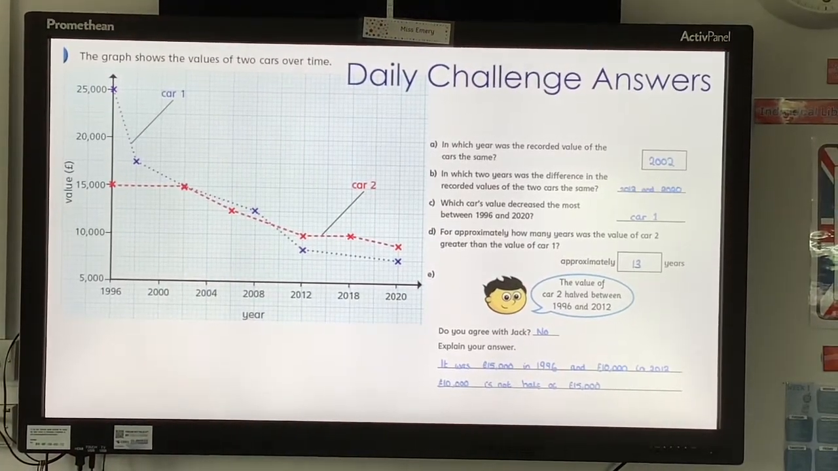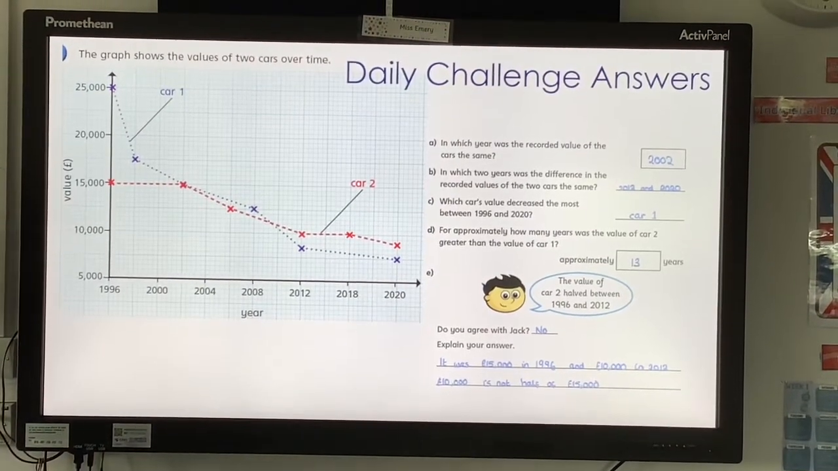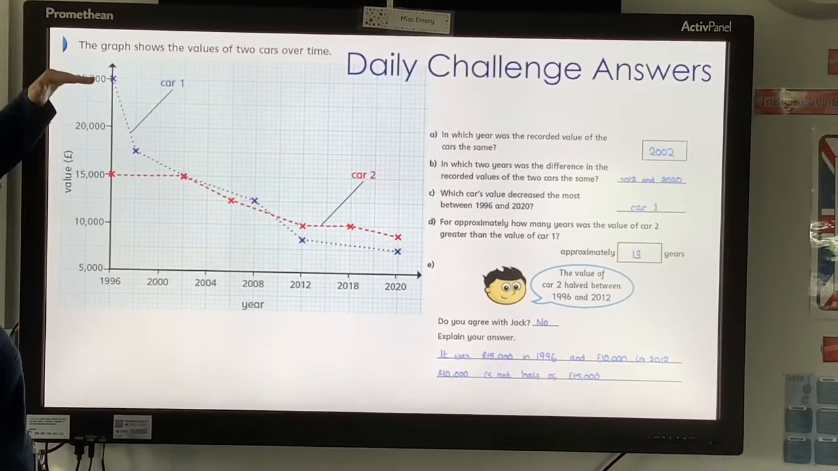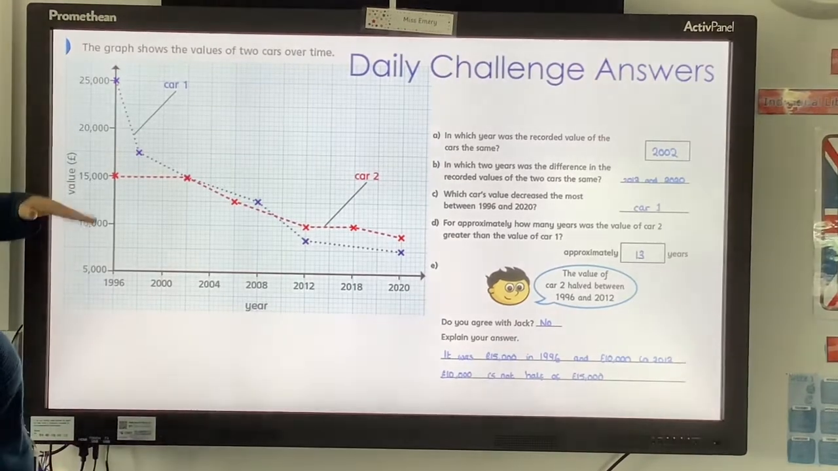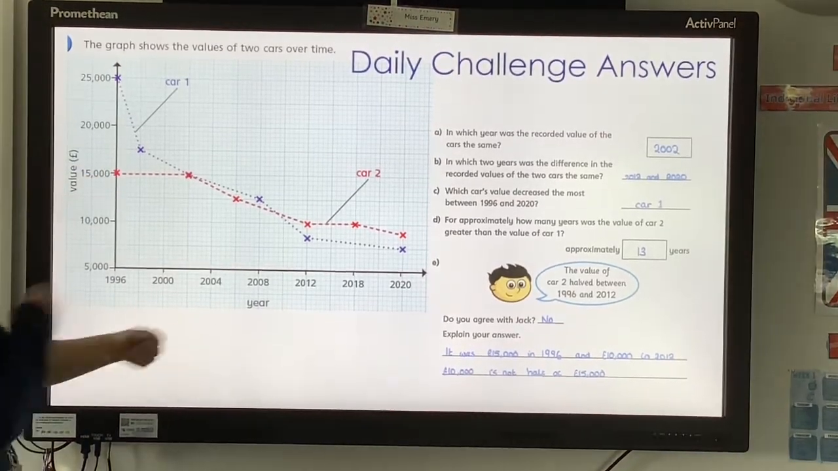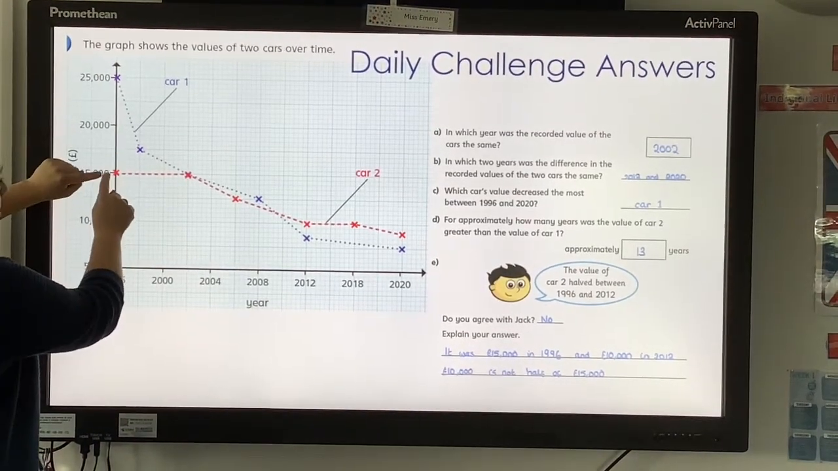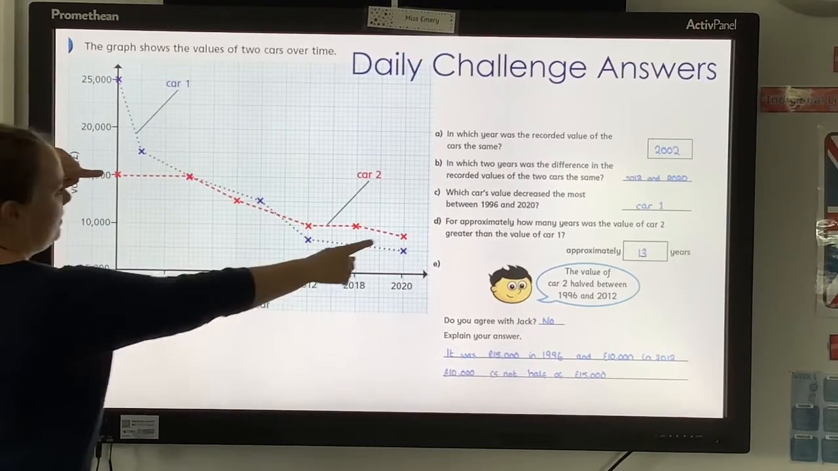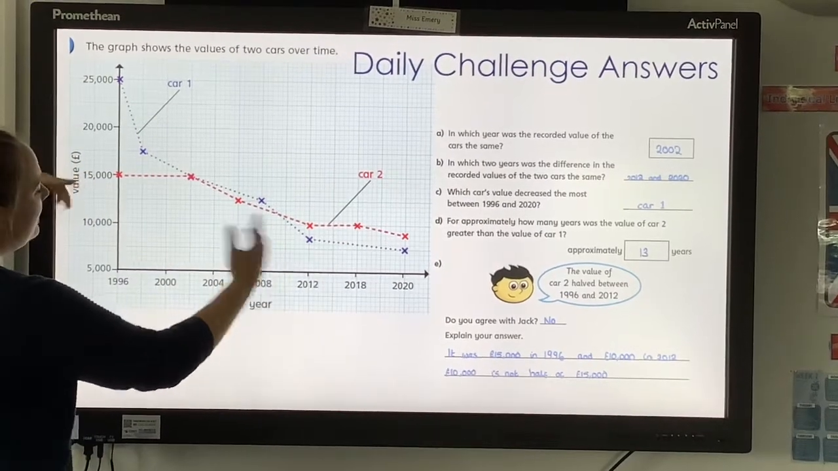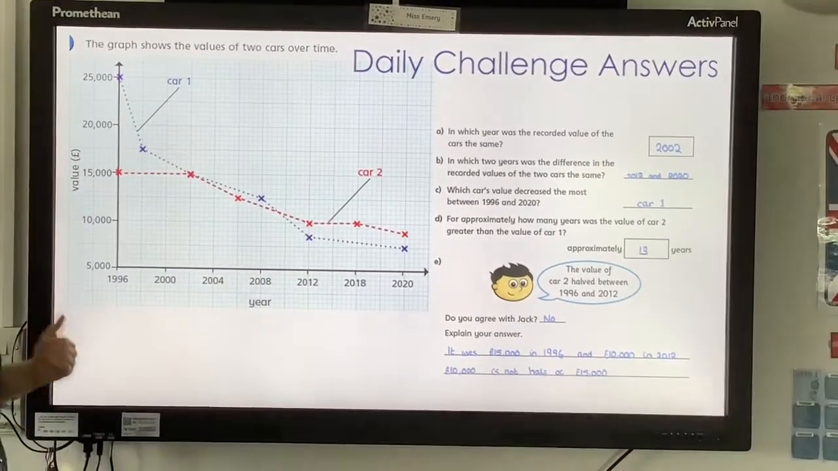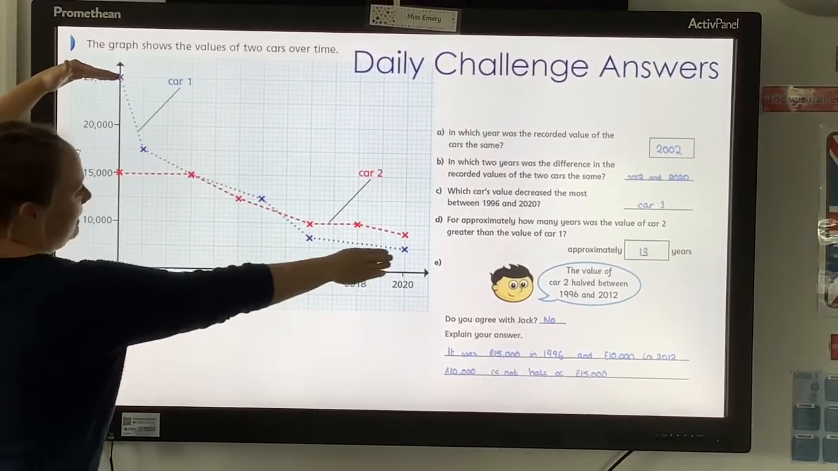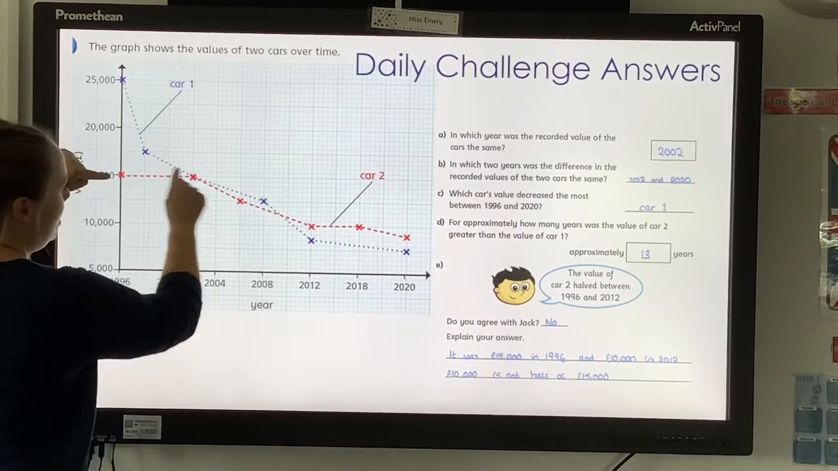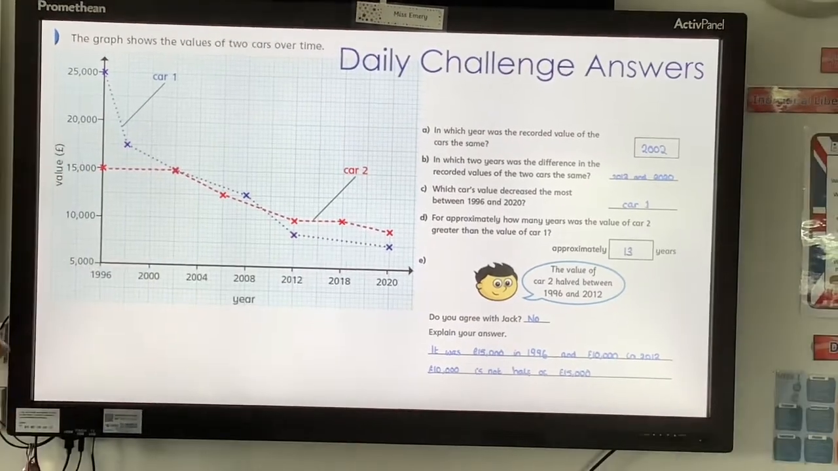We know that because of how much higher car 1's value is in 1996 compared to car 2. So car 2 does decrease, but you needed to work out by how much it decreased. And actually, you need to do the maths to check it, but you can see from the graph, this one starts off up here and has quite a steep devaluation, whereas graph 2's isn't quite as steep.